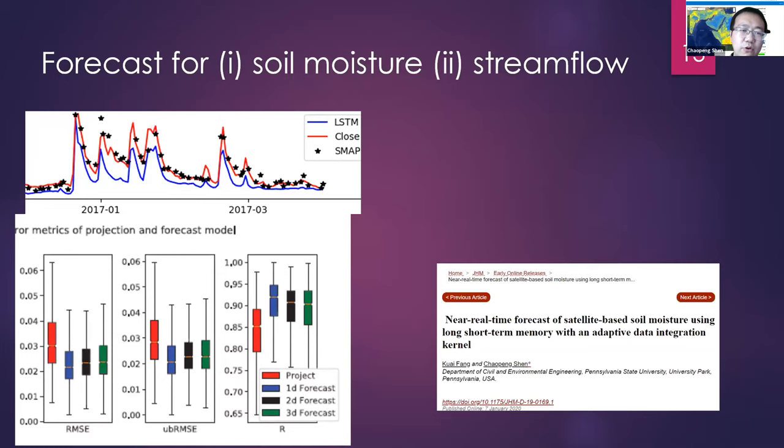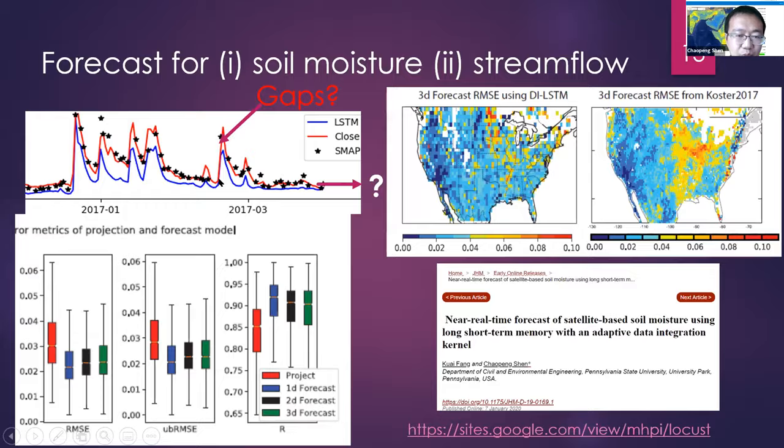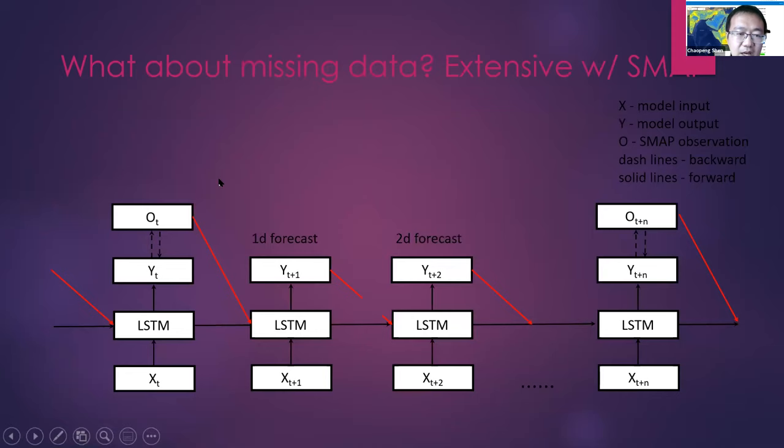But remember that SMAP has a revisit time of 2 to 3 days. You have these gaps in your data. So how do you handle that gap? We figured out a way of implementing a closed loop implementation where the observations replace the model's own prediction only when you have the observations. When you don't have the observations, you just use the model's own prediction, which means no new information is added.